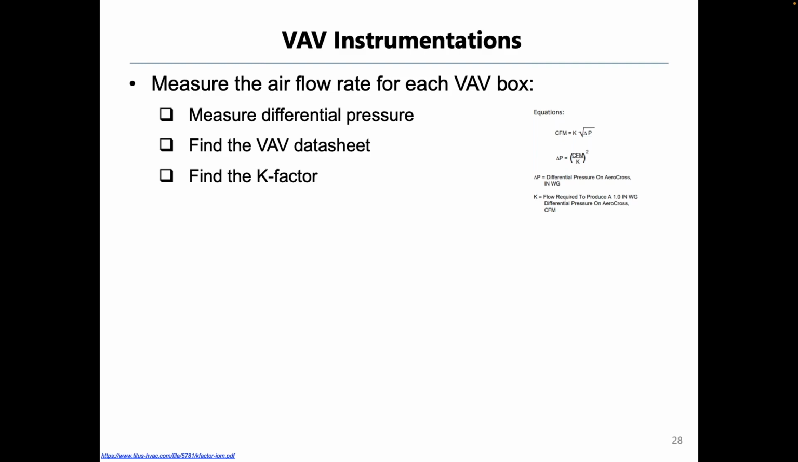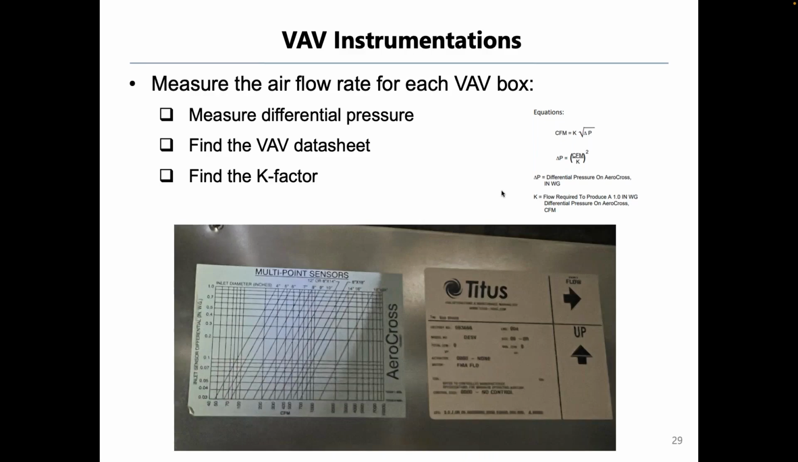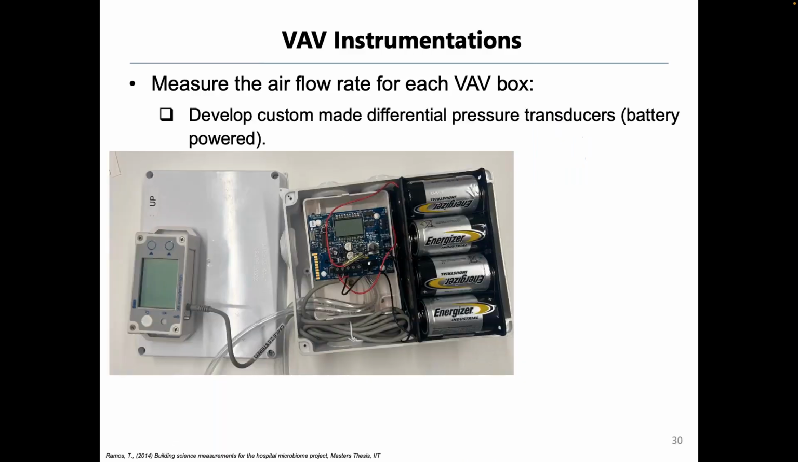For example, in the building, they have a VAV box from TADAS. So for example, unit size number 8, they provide a K factor of 904. As you can see in the equation at the upper right, if you want to get the CFM, it is equal to K multiplied by root dP. So if we measure differential pressure, then we can get the true CFM using the K factor. Then we can use this kind of graph to get the true CFM.